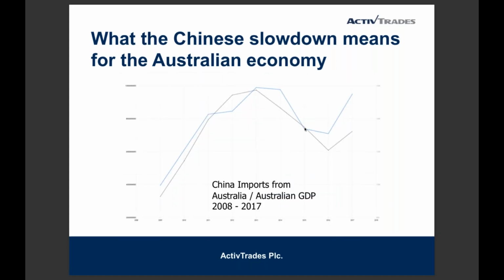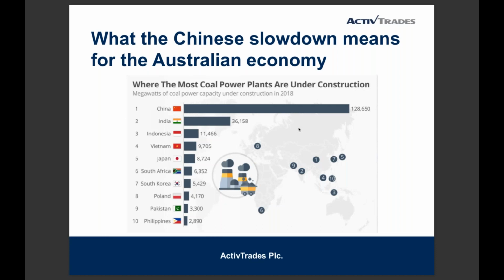In this slide, it shows almost the direct correlation between exporting to China from Australia and the Australian GDP. I don't think there's a clearer signifier of that. And not only do the Australians export iron, but they export coal.